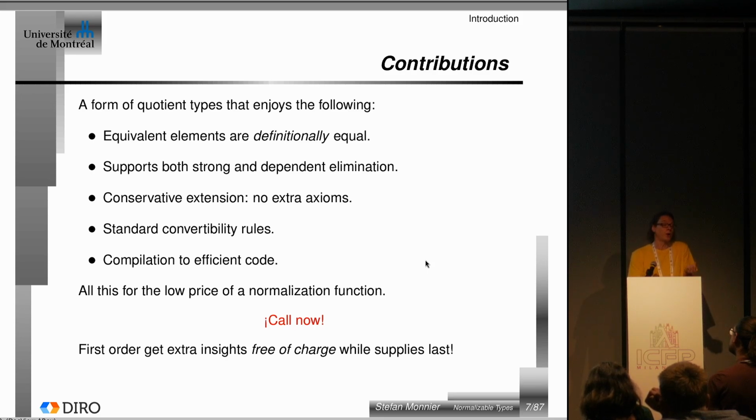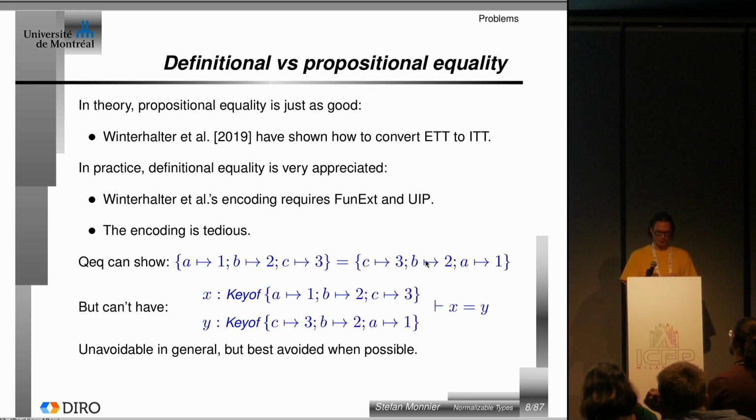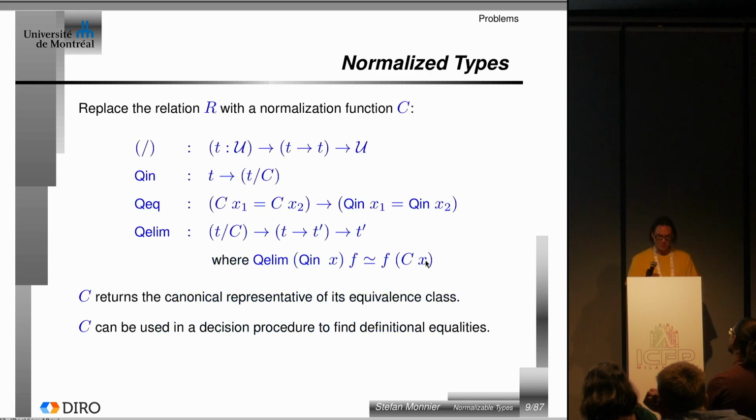The only cost associated with it is that I can't define my equivalence classes by relations. I have to redefine them with a canonicalization function or a normalization function. And that's about it. Okay, I'm going to skip this.